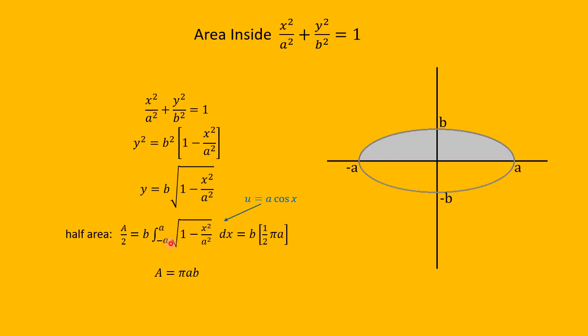But when you evaluate this integral, it turns out to be 1/2 times pi times a. And so half the area is b times 1/2 pi a. So the full area under the entire ellipse, top and bottom part, A, is equal to pi times a times b. a is more or less half of this principal axis length. b is half of this secondary axis length. They kind of play the roles of radii in circles, but in this case we're looking at ellipses.